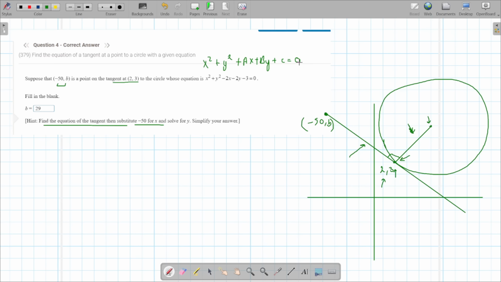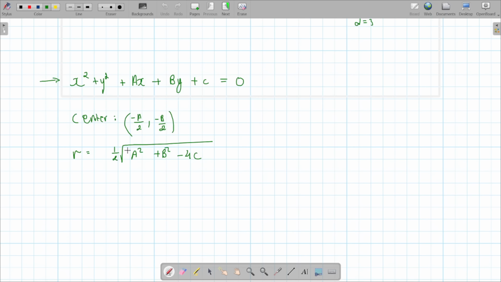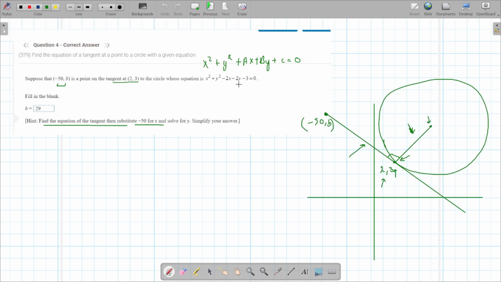How do we find the center? Remember, if I go to the previous page, the center, when it's given like this, is minus a over 2, minus b over 2. Our a here is minus 2, the coefficient of x, and my b is also minus 2. So the center is minus 2 over 2, comma, minus 2 over 2, which is 1, comma, 1. So this point over here, I know it looks weird, but just assume this is 1, comma, 1.